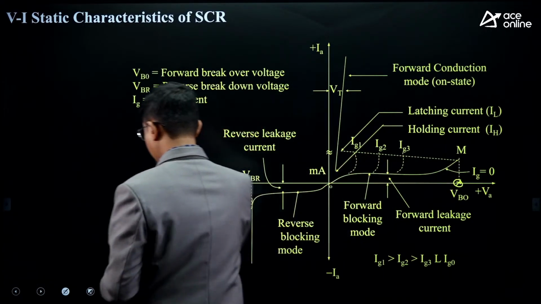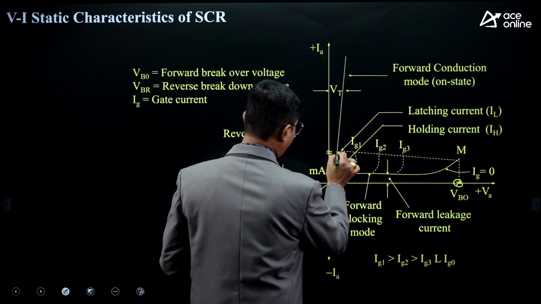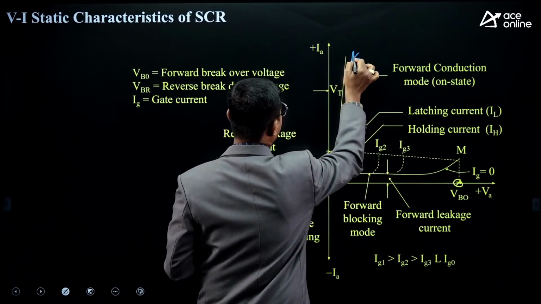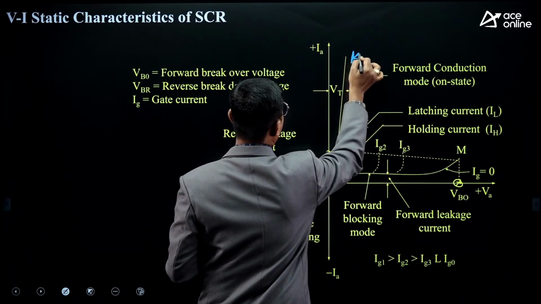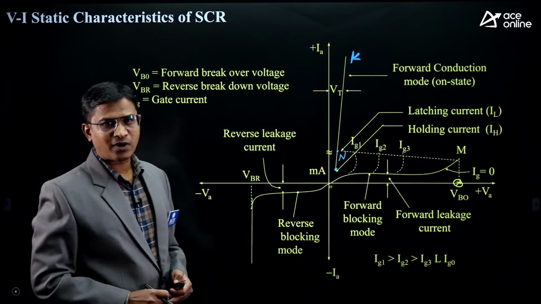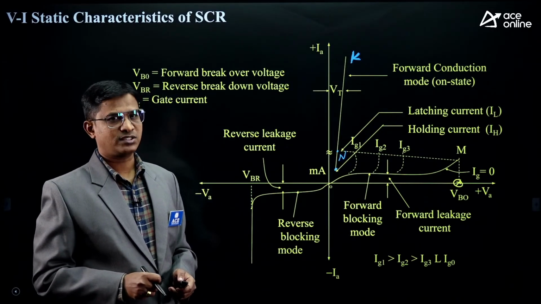Yes, let me mark this as NK. Suppose this is your NK. NK indicates the device is in forward conduction mode. Forward conduction mode means the device is in an on state.